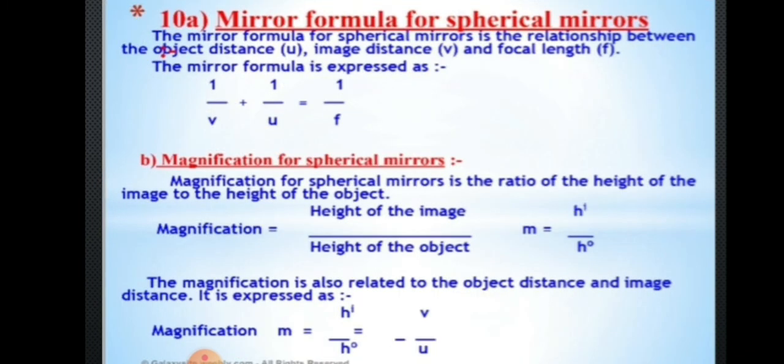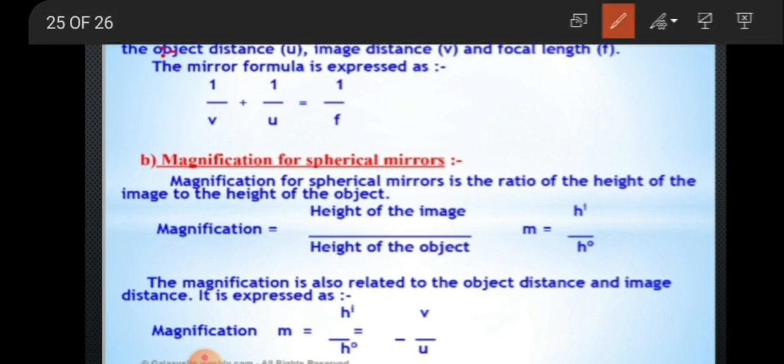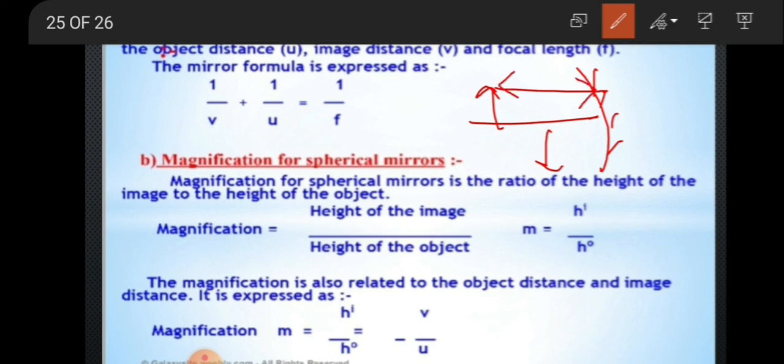Next is the mirror formula. The mirror formula is 1/v + 1/u = 1/f. This is a concave mirror. Here the object is placed and there the image is formed. The distance between the object and the mirror is called u, and the distance between the image and the mirror is called v. Then 1/v + 1/u = 1/f. This is the formula to find the focal length if u or v are given.